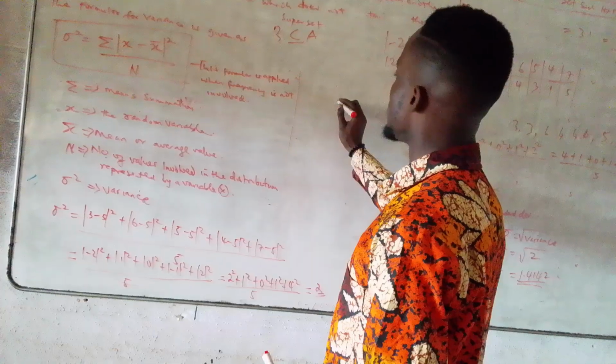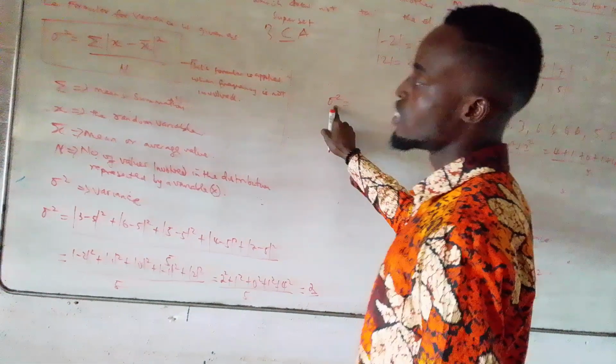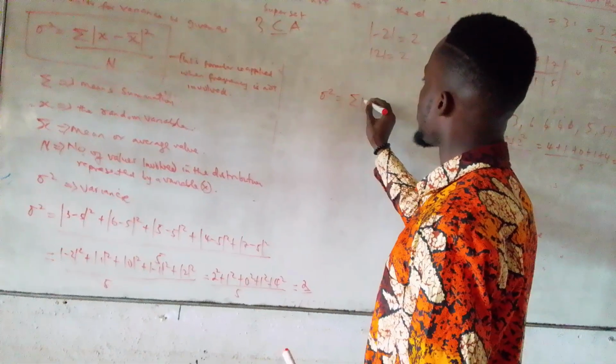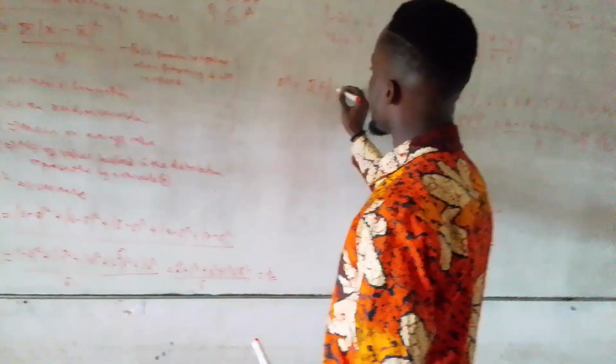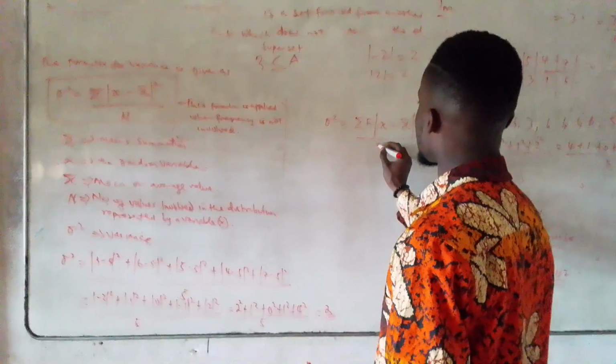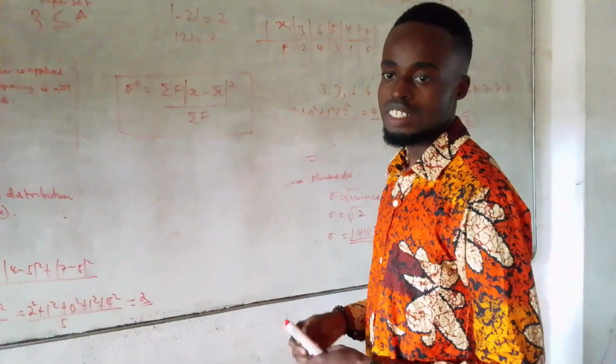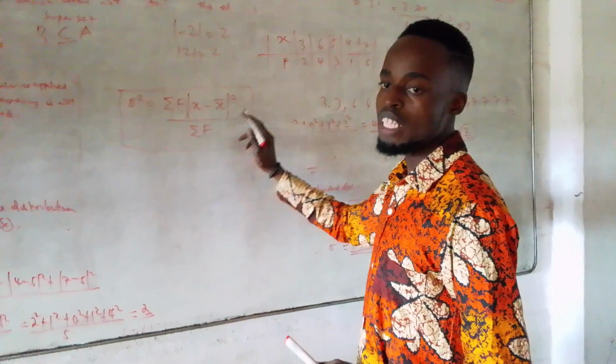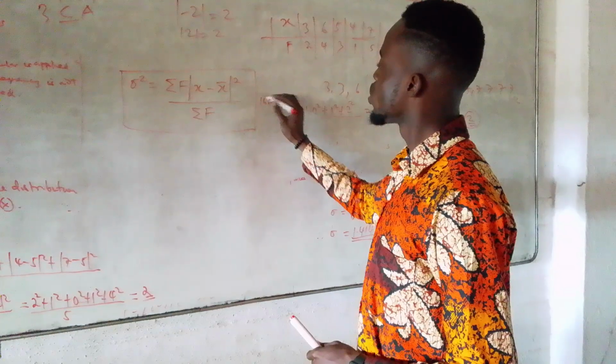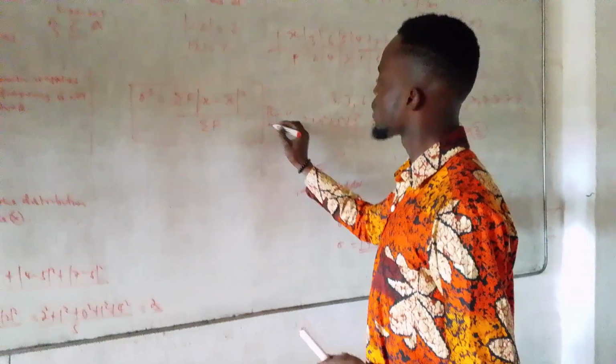Now, if it has, I'll clean this, right? So if it involves frequency, then the formula will now be variance equal to summation of f absolute value x minus x bar squared over summation of f. Look at it here. That's if it involves frequency. So you apply this one when it involves frequency.